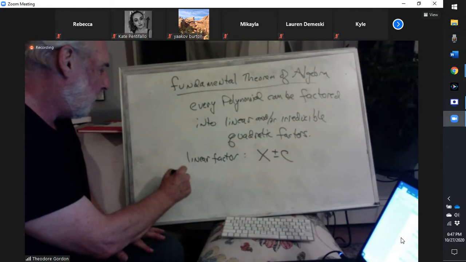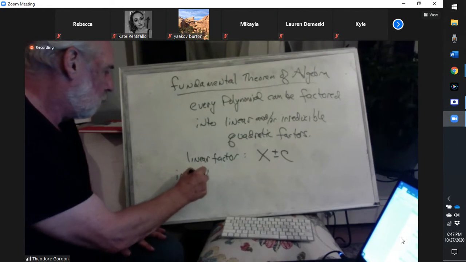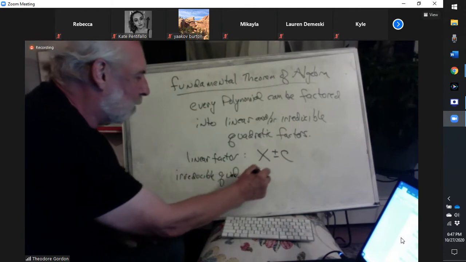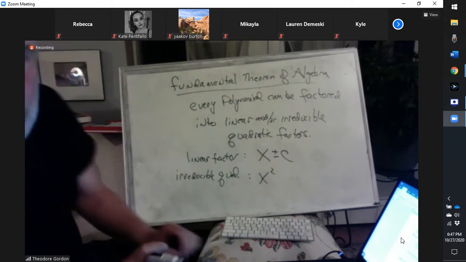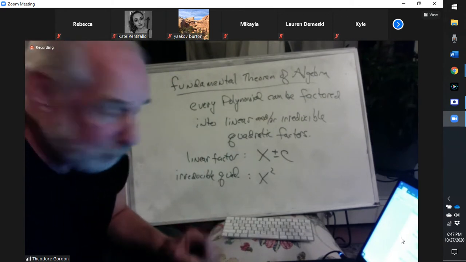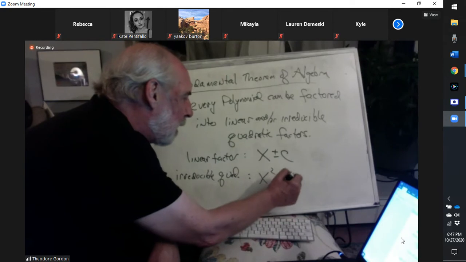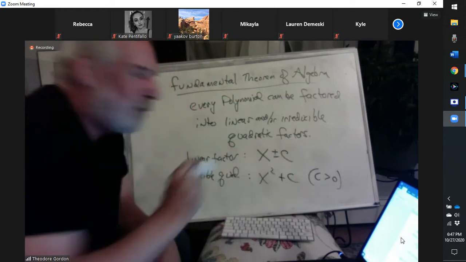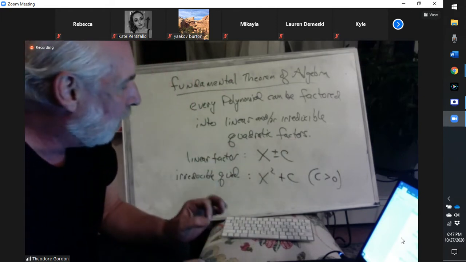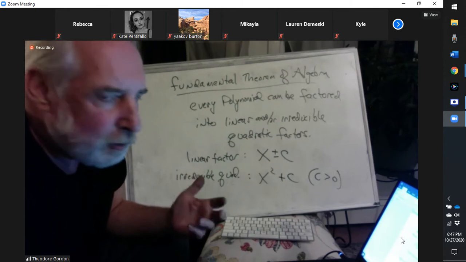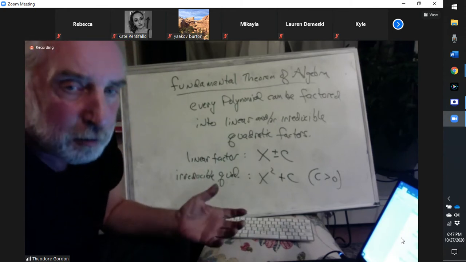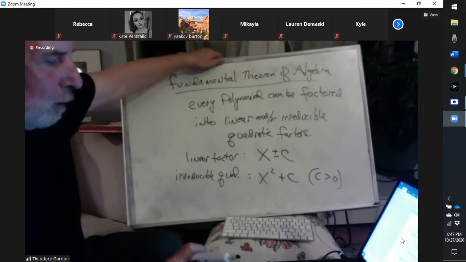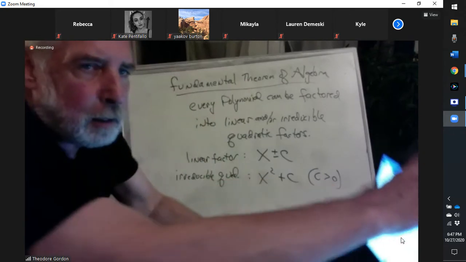Irreducible quadratic. An irreducible quadratic factor looks like this: x squared, that's quadratic, looks like a parabola, and then plus some constant c. And c has to be bigger than 0. So an irreducible quadratic like x squared plus 1, x squared plus 5, x squared plus 7. And what we mean here by irreducible, let me put this down here a second.